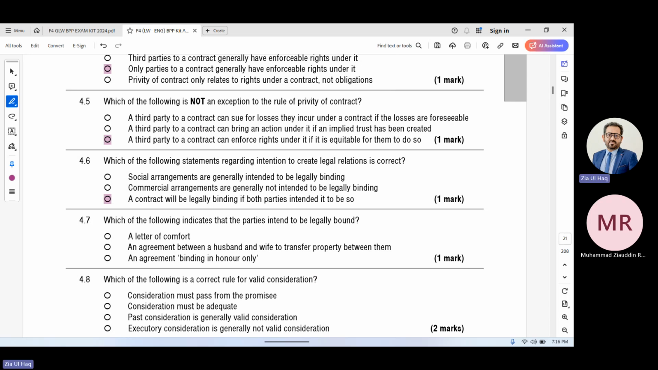4.7. Which of the following indicates that the parties intend to be legally bound? A letter of comfort, or an agreement between a husband and wife to transfer property between them. If there is a property-related matter, then that will be called a legally binding contract. An agreement binding in honor only: like you are watching a match and you have received an offer. If you catch the ball while sitting in the audience, we will pay you this price. This is called binding in honor only. Is there anything written? No. So they can refuse the price even if you have caught the ball. So that is an agreement binding in honor only. No, that is not a binding contract. So option B.